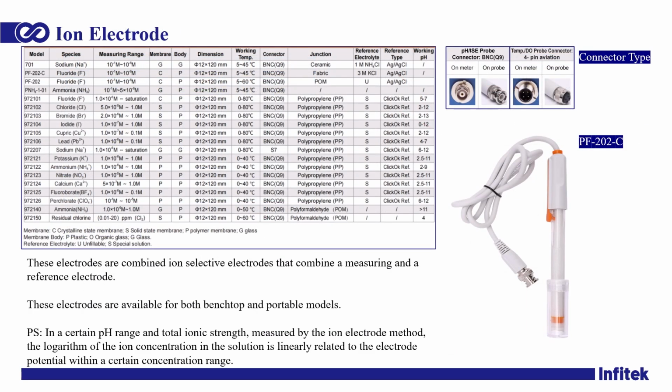This table shows the parameters of different ion electrodes. These electrodes are combined ion selective electrodes that combine a measuring and a reference electrode. These electrodes are available for both benchtop and portable models. In a certain pH range and total ionic strength, measured by the ion electrode method, the logarithm of the ion concentration in the solution is linearly related to the electrode potential within a certain concentration range.